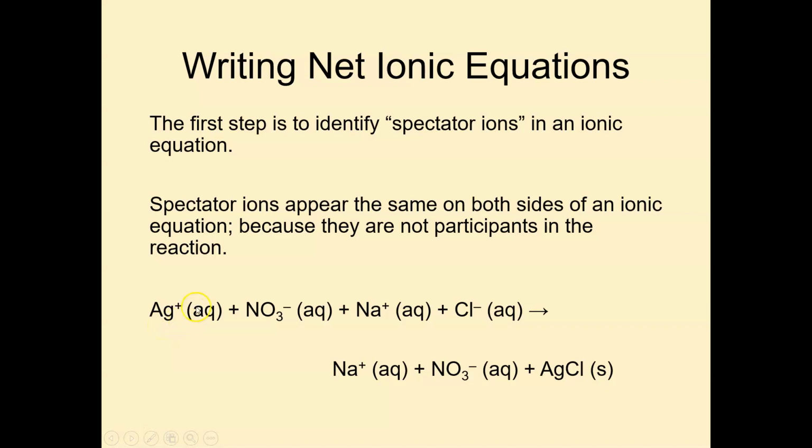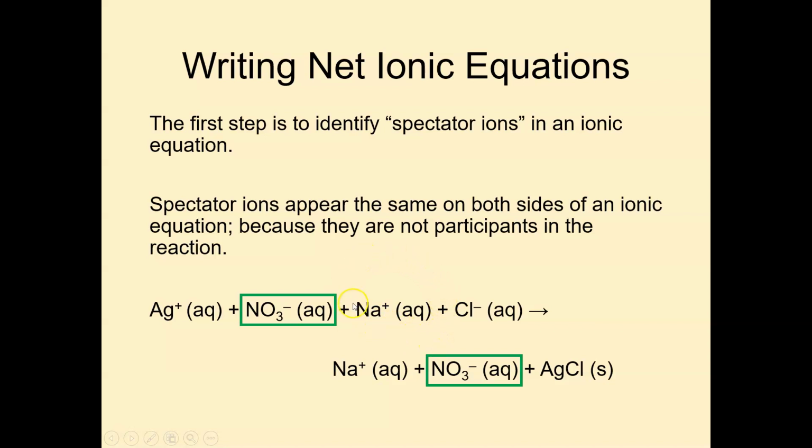Silver on the left-hand side is Ag+. Silver on the right-hand side is part of a solid precipitate. So it is not a spectator ion. Nitrate is NO3 minus aqueous on the left. It is also NO3 minus aqueous on the right. So nitrate is a spectator ion, and I'm indicating spectator ions here by putting boxes around them.